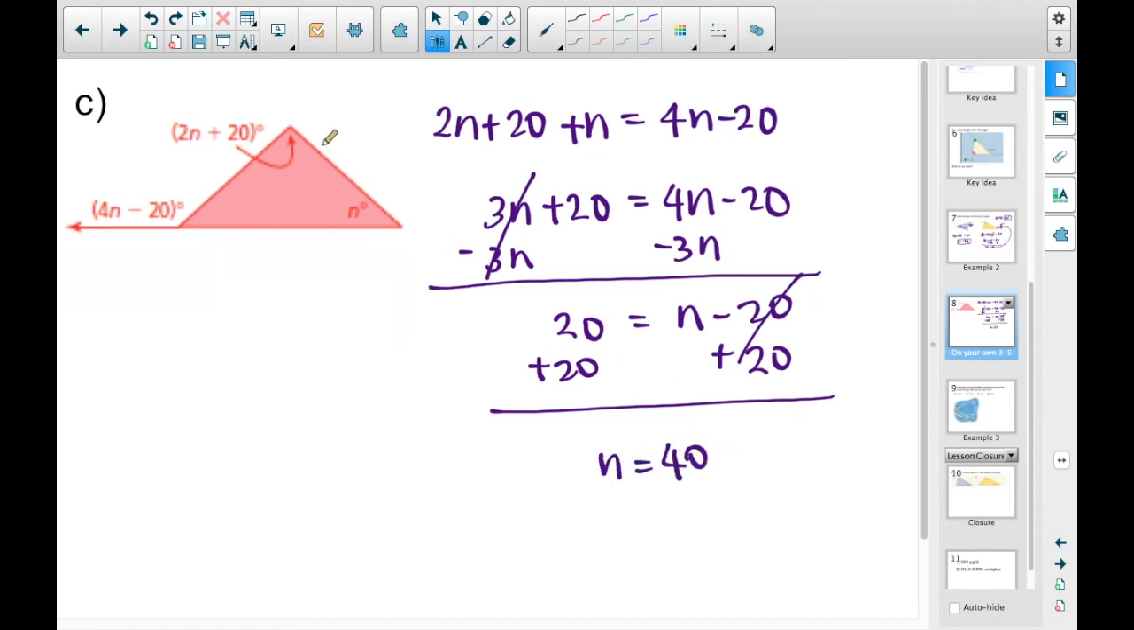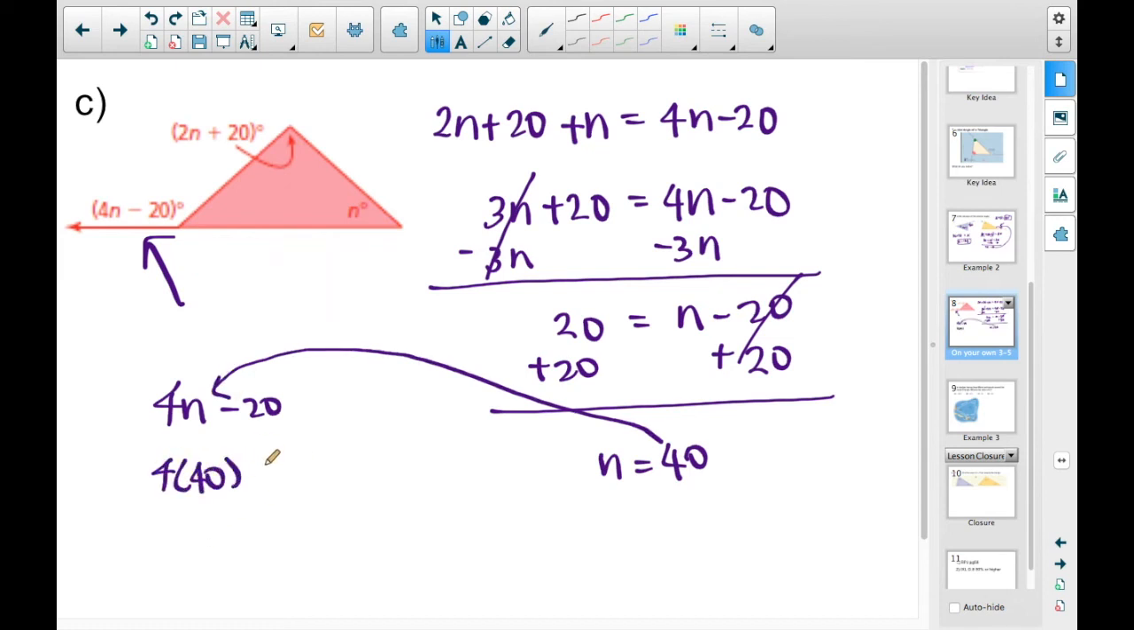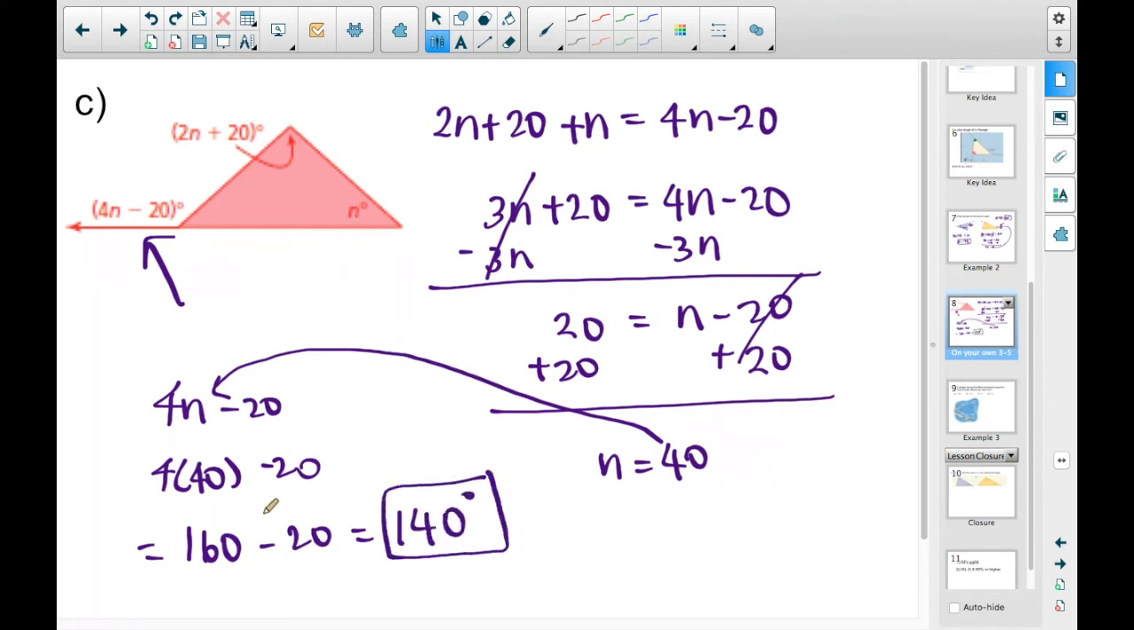But I was told to find the exterior angle. So I'm going to plug that 40 in for n. So 4 times 40 minus 20 is equal to 160 minus 20, which is 140. And that is my final answer for this question.